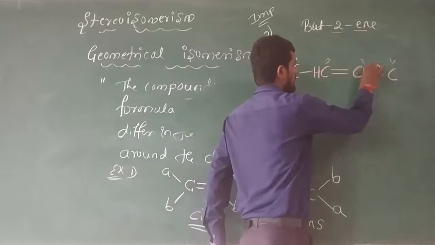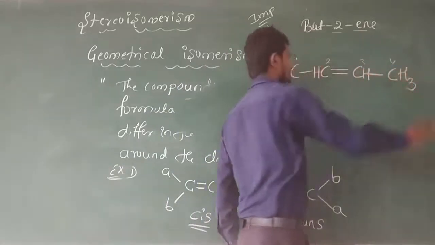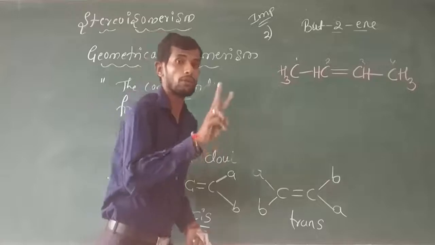Here also only H. Here CH3. Yes, this is the structure of but-2-ene.